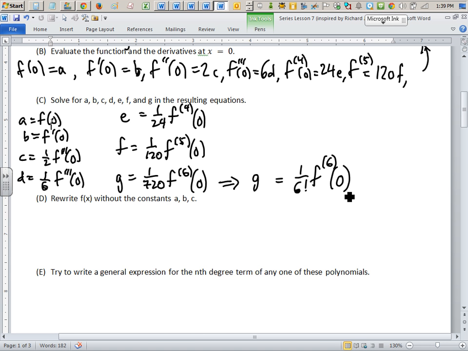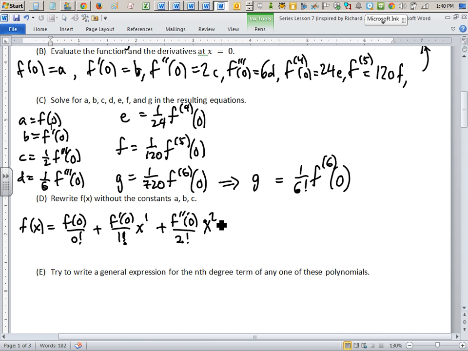In fact, we can actually rewrite the whole polynomial like this. Watch. Here's the original polynomial f in all of its original glory. But it looks a little new now. Instead of a, I'm going to write f of 0 over 0 factorial. Then I'm going to write the bx as f prime of 0 over 1 factorial x to the first. That's bx. Then I'm going to write f double prime 0 over 2 factorial x squared. That's cx squared, you see.